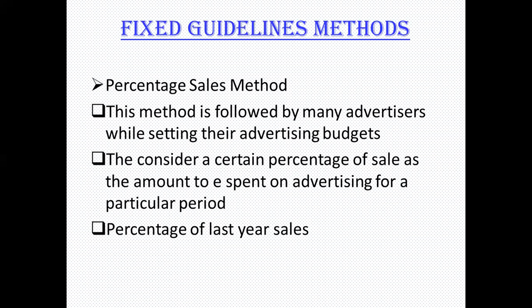Now what do we do in this method? In this method, many advertisers follow this strategy. That means we will be considering the sales as the amount to be spent on advertising for a particular period. This means that what will we do? We will be seeing the last few years' profit or sales. Okay, and keeping that as the base, we will be deciding our future sales or future units.